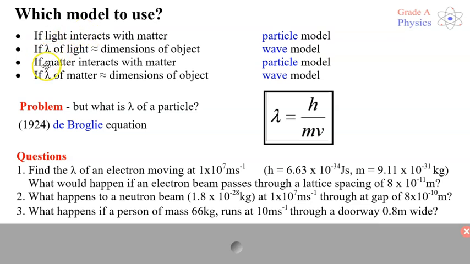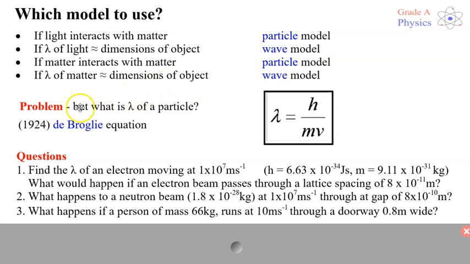So these are some guidelines here. If light is interacting with matter, that is the photoelectric effect, then we use the particle model. If the wavelength of light is similar to the dimensions of the object, we use the wave model, and we saw that in the wave topic. That's when we get the most diffraction. If matter interacts with matter, then it's a particle. Well, that makes sense. That's a transfer of momentum, and that's Newtonian forces. So this final point is really key. If the wavelength of the matter is similar to the dimensions of the object, then we use the wave model.